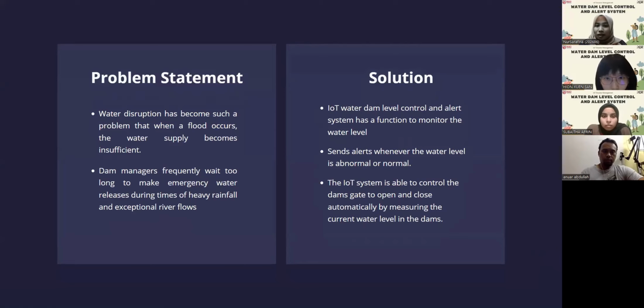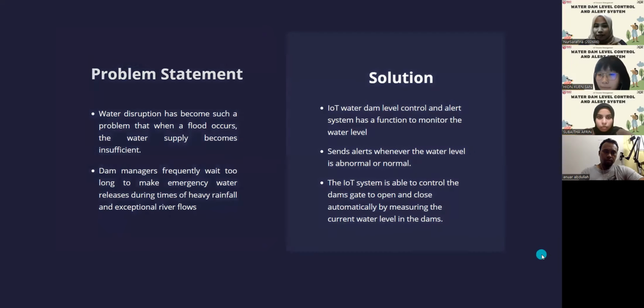It has a function to monitor the water level. It also sends an alert whenever the water level is abnormal or normal. And the IoT system is also able to control the dam gate to open and close automatically by measuring the current water level in the dam.